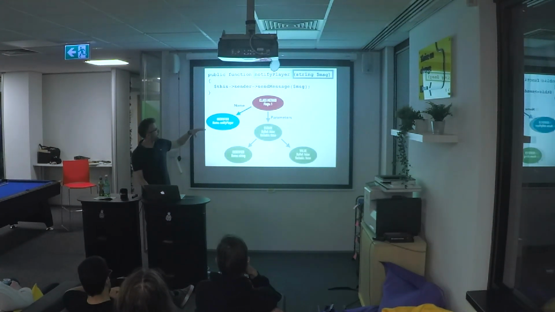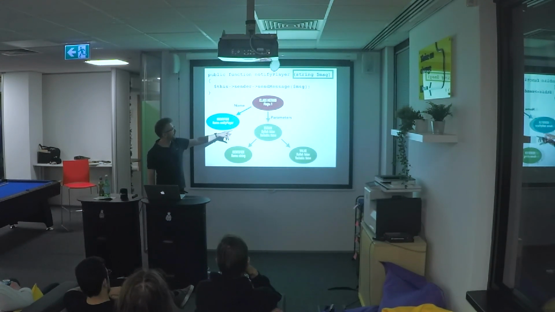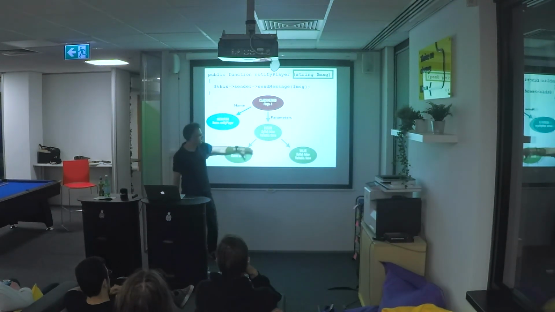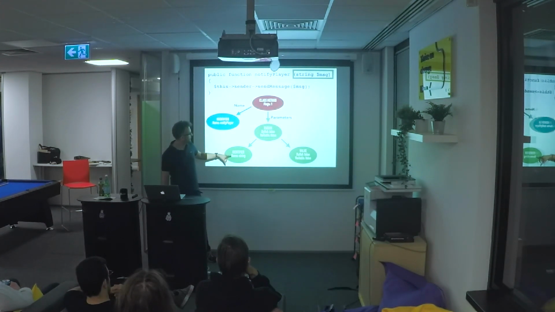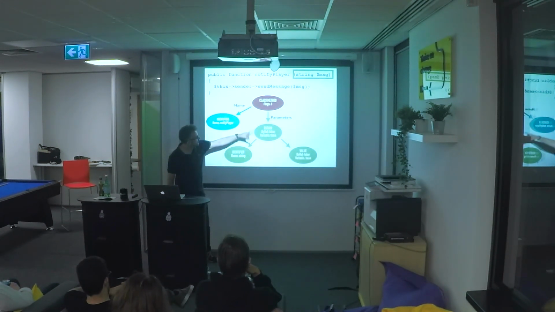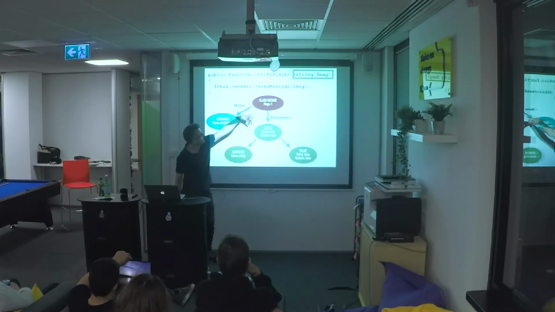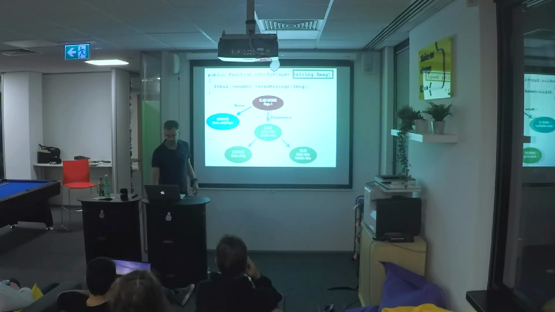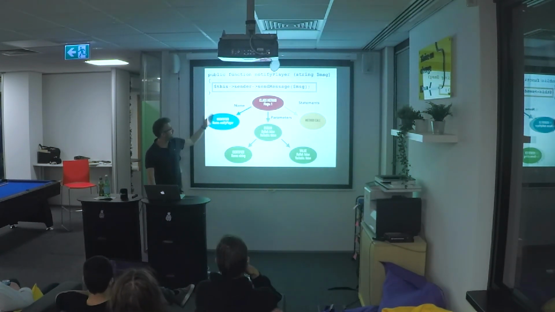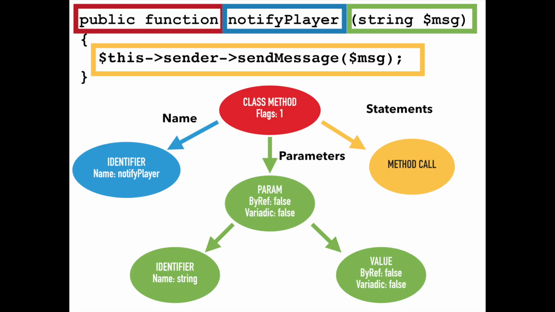And it itself has a number of parameters. So we've got 1 parameter here, and there's additional information like is it by reference or variadic. And we've got its identifier, its name is a string, and it's got a value in there as well. And then again, there'll be a series of statements. So this statement is a method call, and so on and so forth.